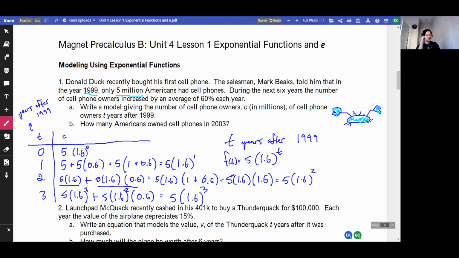Is it F or is it C? It's totally C, because the output that we're getting is the number of cell phone users, C for cell phone, in millions. The number of cell phones in millions as a function of time is what we're saying here. So I think we have our model. We've done A. This is A. Nice.